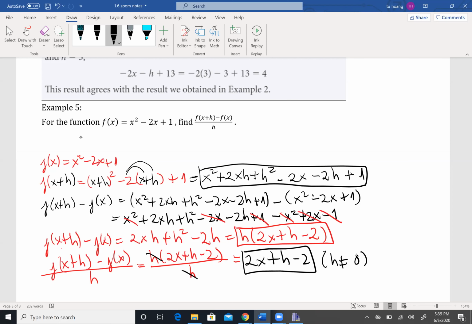And it is the average rate of change in general. So keep in mind that you always have to factor the h out in order to cancel it later. If you cannot, then there is a problem, you may have made a mistake, since you cannot factor the h out.